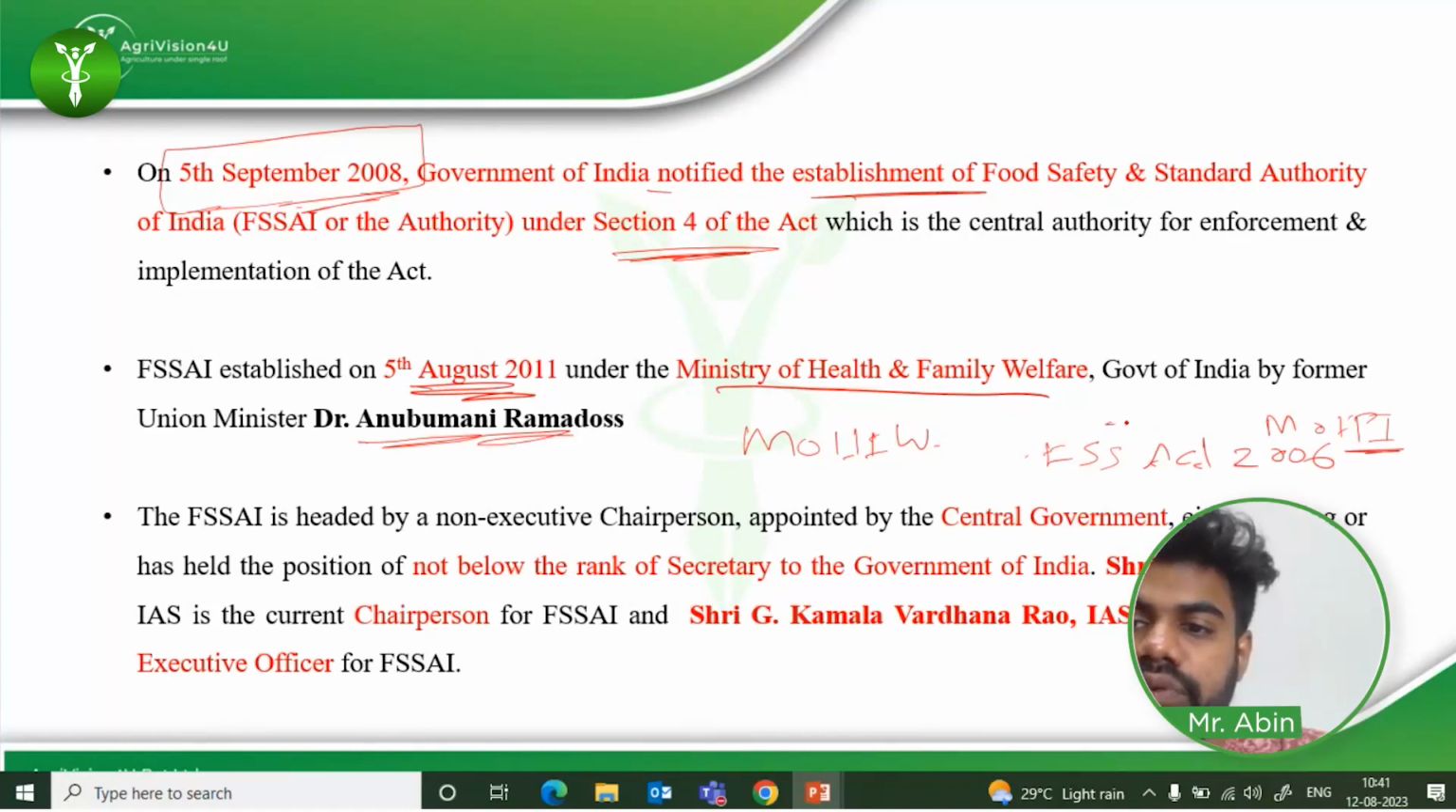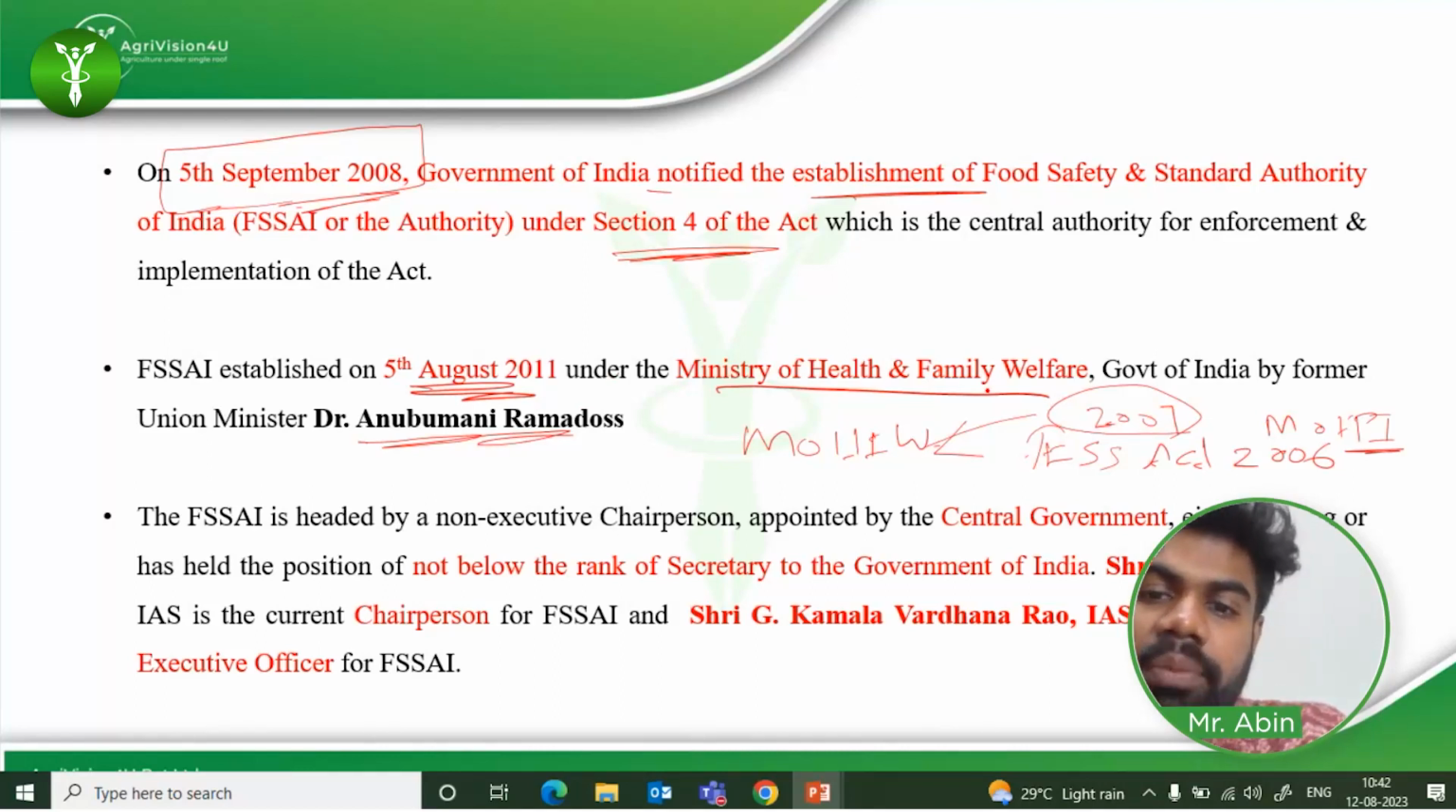Later, in 2007 itself, the FSS Act came under the Ministry of Health and Family Welfare. So FSSAI is registered under the Ministry of Health and Family Welfare. A very important question they will sometimes ask is under which ministry FSSAI is working.